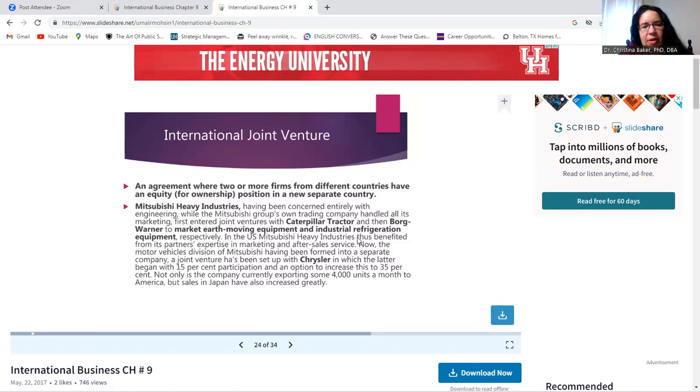Now the motor vehicles division of Mitsubishi has been formed into a separate company, and a joint venture has been set up with Chrysler, which took a 15% participation with the option to increase to 35%. Now, not only is the company exporting some 4,000 units a month to America, but sales in Japan have also greatly increased.